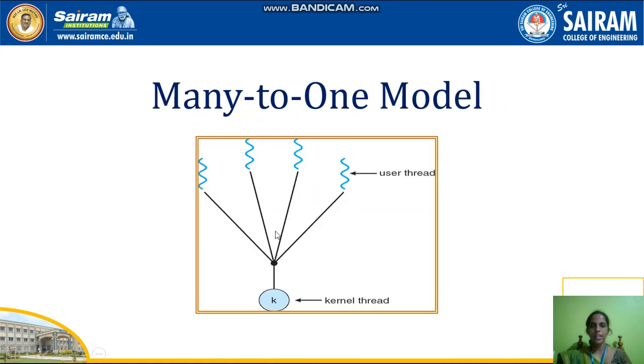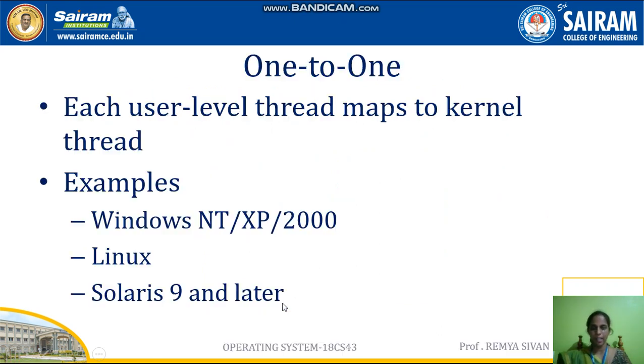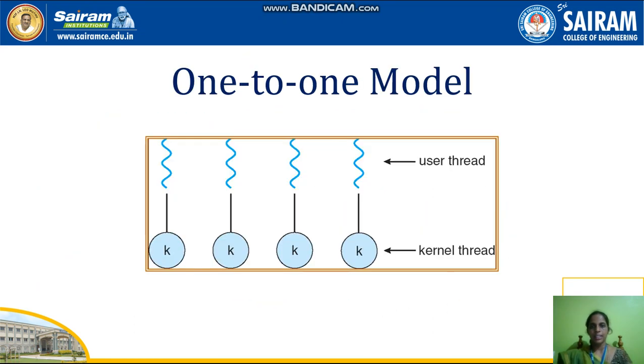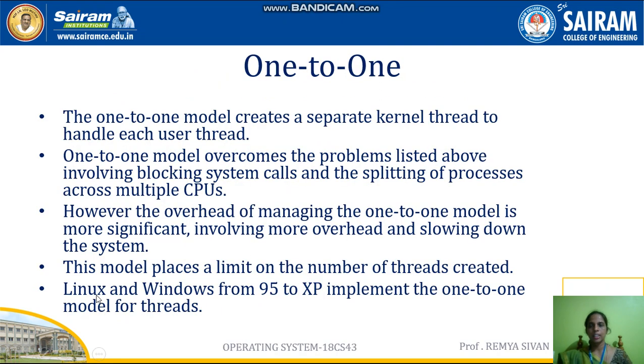At a time, only one user can work because there is only one kernel thread. This is the many-to-one model. Next model is the one-to-one model. Each user level thread maps to a kernel thread. This is the example. Each user thread will map to a kernel thread. Here, the one-to-one model creates a separate kernel thread to handle each user thread.